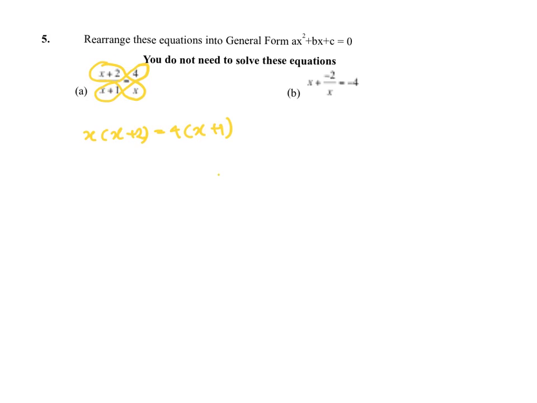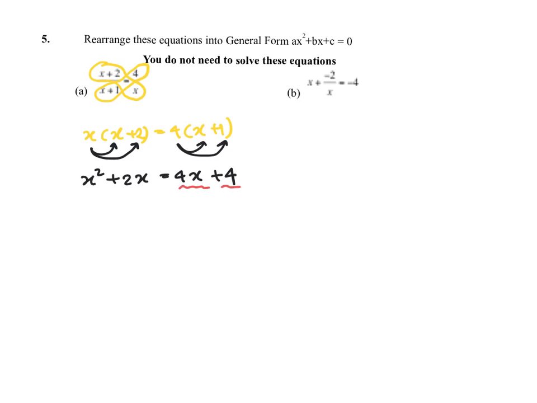And now expand this. By multiplying x with every single term inside the brackets, it's going to give us x to the power of 2 plus 2x, equal to. Same here, multiply every single term inside the brackets by 4. So it's 4x plus 4. Next step is to put everything on one side, because we do want to have 0 on this side.